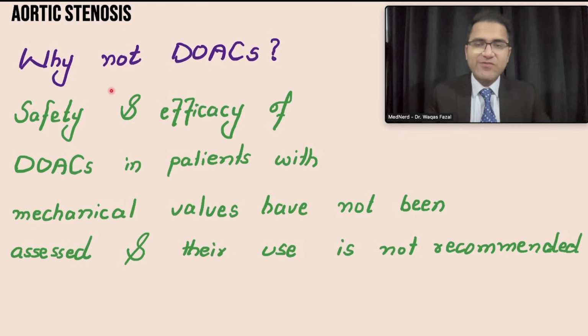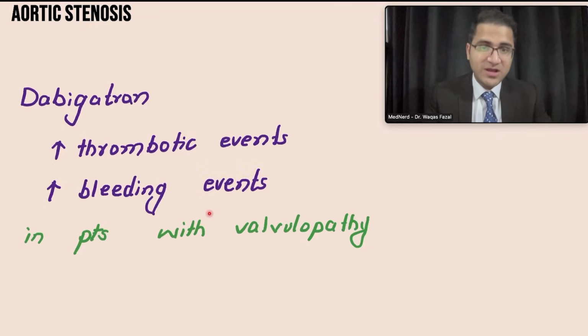Why are we not giving DOACs, direct oral anticoagulant drugs like dabigatran, rivaroxaban? Remember, the safety and efficacy of direct oral anticoagulant drugs in patients who have a mechanical valve have not been assessed, and their use is not yet recommended. Dabigatran is associated with increased thrombotic events, increased bleeding events, especially in patients with valvulopathy. Therefore, warfarin is still the preferred agent in these patients.